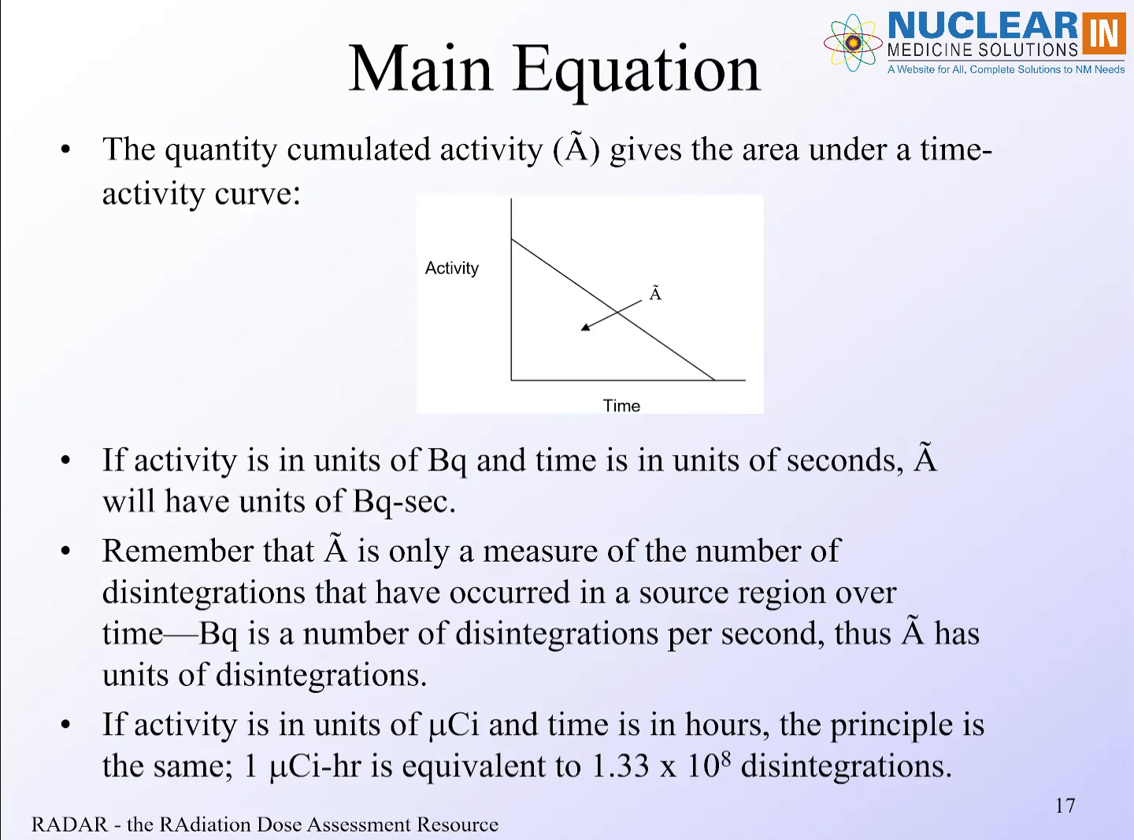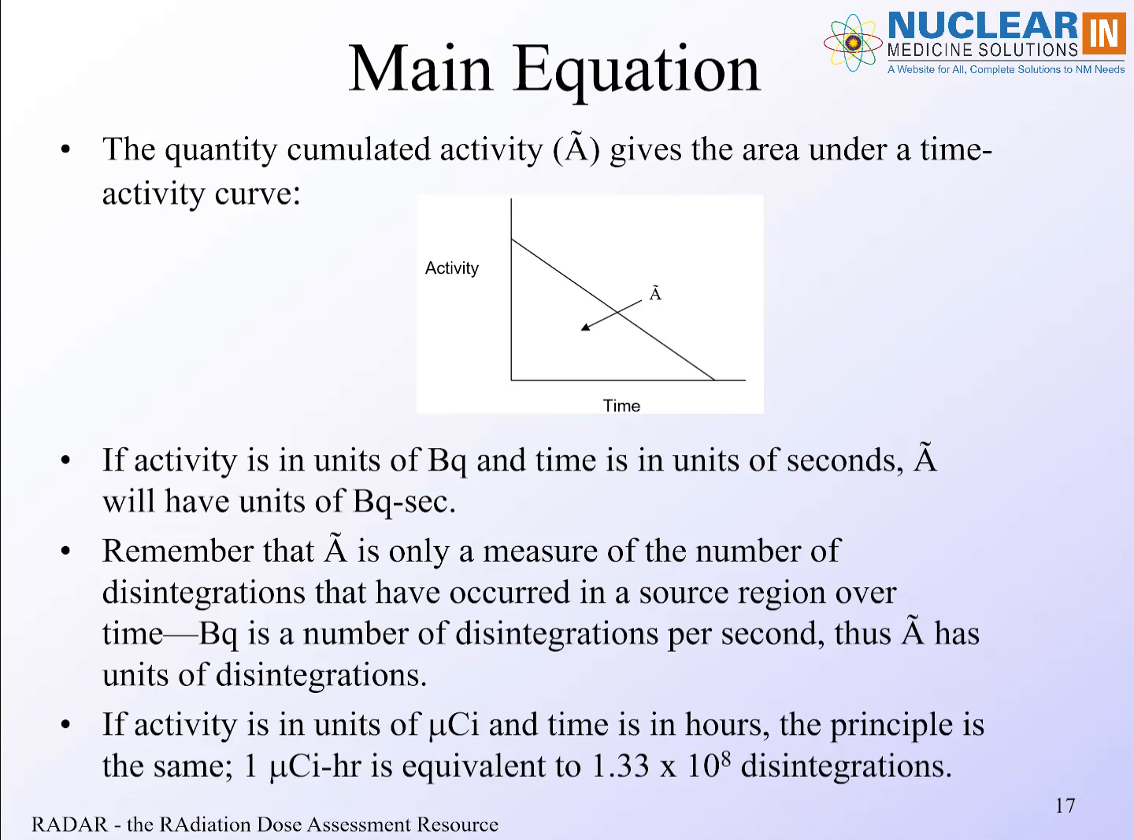SI units are much easier to use than the older units. If you have activity in microcuries and time is in hours, 1 microcurie hour happens to be 1.33 times 10 to the 8th disintegrations. But the key point to remember here is that A tilde, the area under the curve, is just the number of disintegrations that occurred in a region, an organ that has activity uptake.